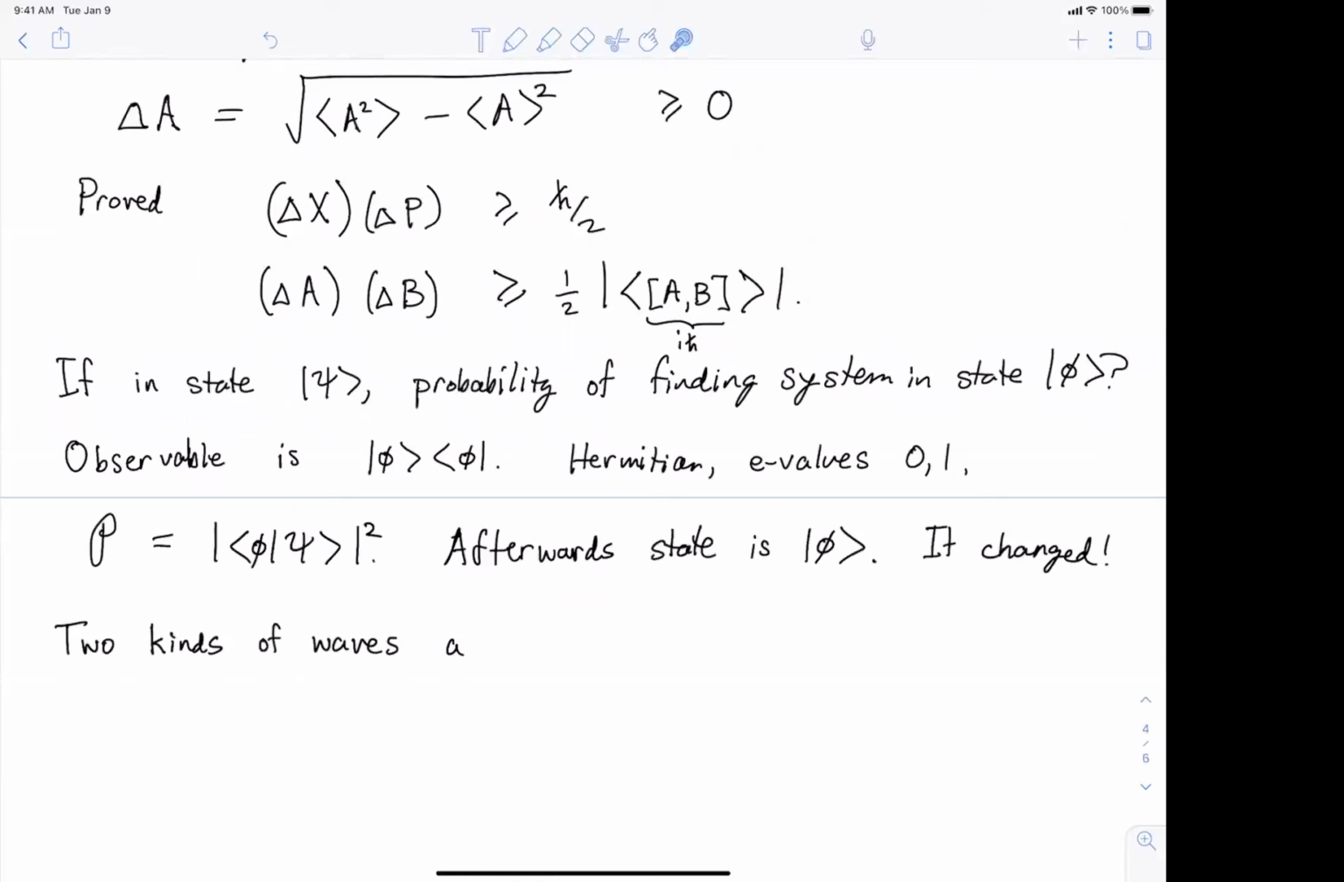Yeah, so there's no requirement that phi is a basis state. So you're saying if it's orthogonal, it's 0. If it's not orthogonal, it's 1? The eigenvalues, if it's an eigenstate, yes. Eigenvalues of the observable? That's correct. How are you relating that to the probability of finding the system in a state?